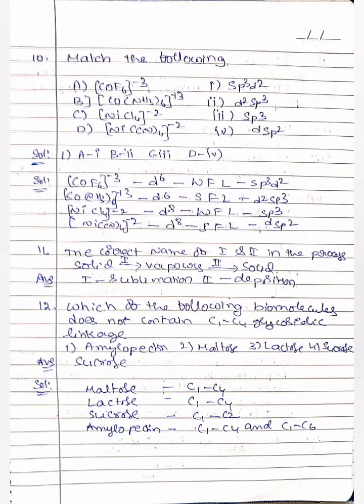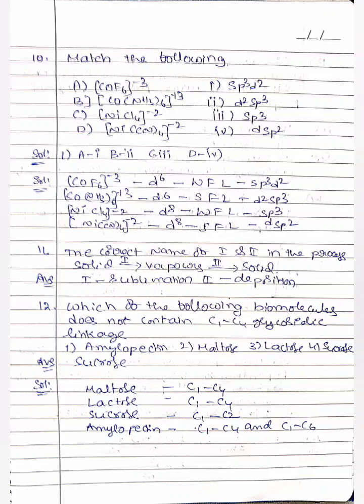Next one, match the following complexes they have given, and they have given the hybridizations also. Based on valence bond theory, we can predict by checking their field strengths, the ligand field strengths, and you can see the solution here. Next one, the correct name of 1 and 2 in the process, solid gives vapors, the first process, vapors gives solid, the second process. One is sublimation, we know. The second one is interesting, and it is called deposition.